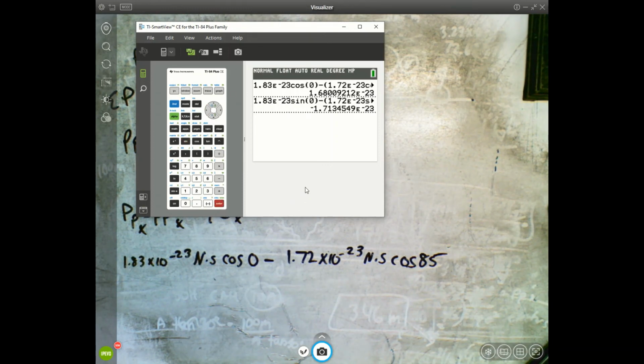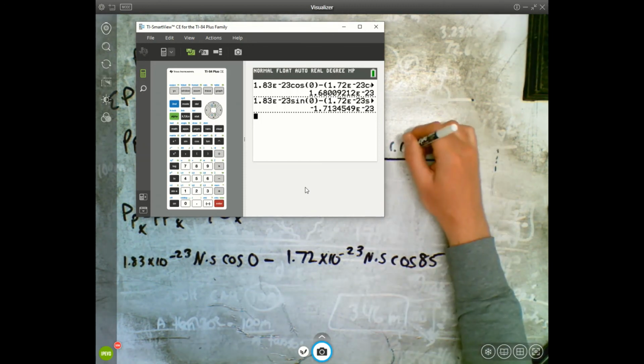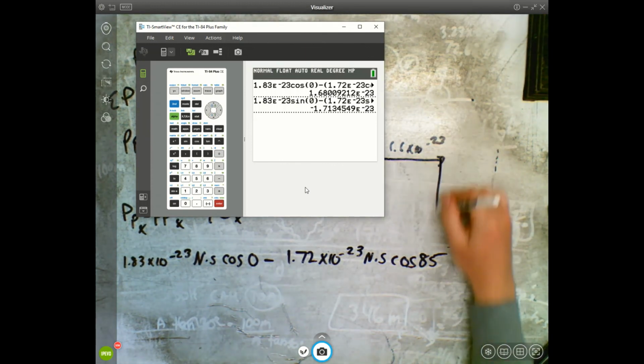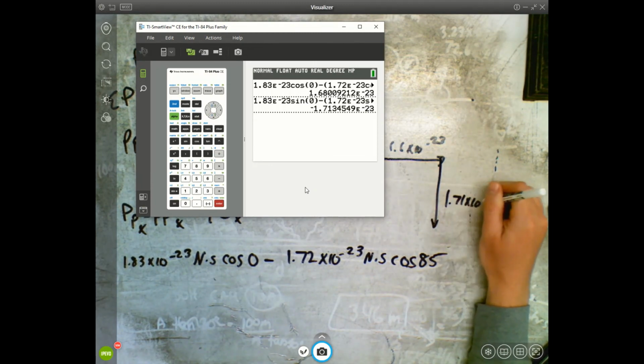And that's what we get. So we can draw our final triangle. So we get 1.6 times 10 to the negative 23, and then we have 1.71 times 10 to the negative 23.